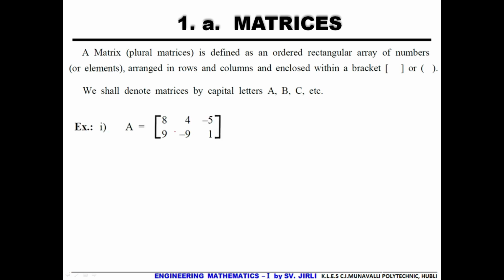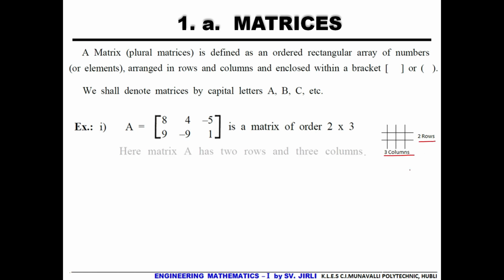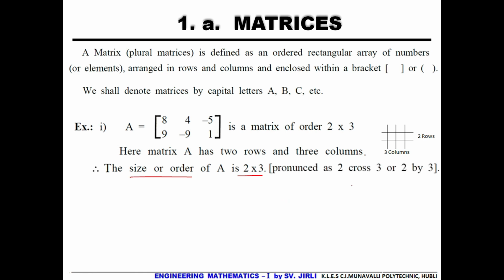Example, here we see the matrix A, 8, 4, minus 5, first row, 9, minus 9, 1 is second row, is a matrix of order 2 cross 3. This means that the matrix A has 2 rows and 3 columns. So we say the size or order of matrix A is 2 cross 3. It is pronounced as 2 cross 3 or 2 by 3.